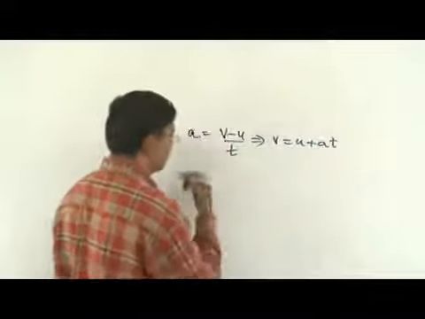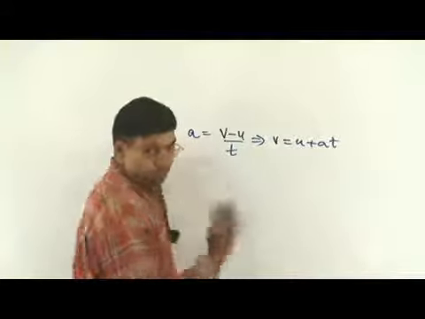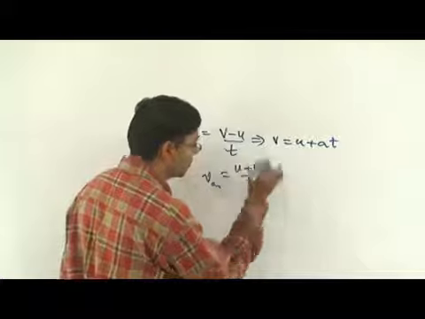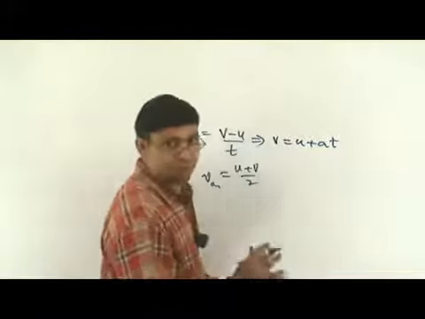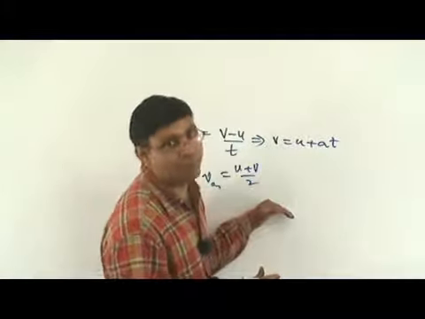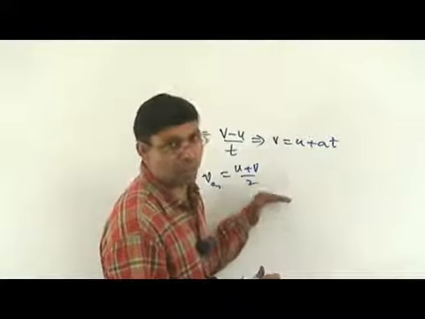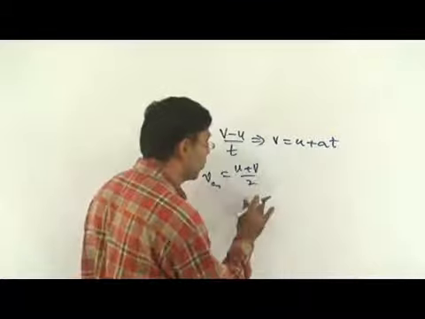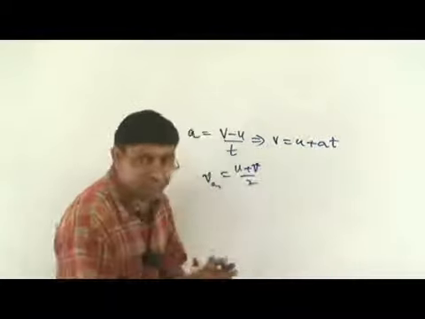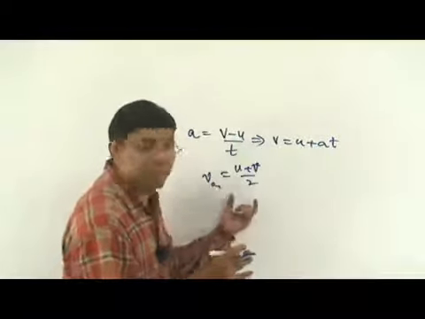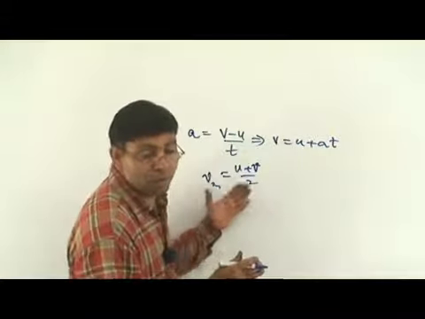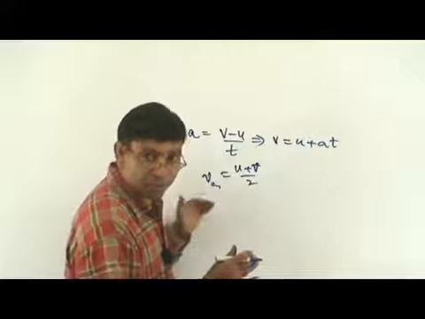Now, for a body moving with uniform acceleration, average velocity can be written as u plus v by 2. In general, average velocity is total displacement by total time. That is valid under all conditions, whether the acceleration is constant or variable or zero. But when acceleration is constant, average velocity can be written as u plus v by 2. Of course, sometimes when acceleration is variable also, this formula is applicable, but that's beyond our scope at this stage.